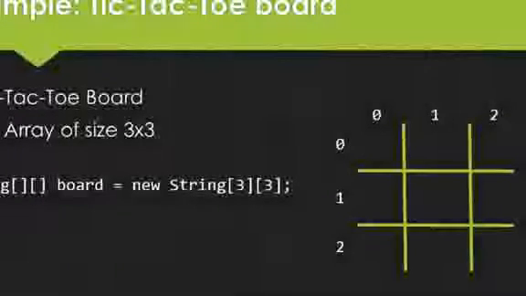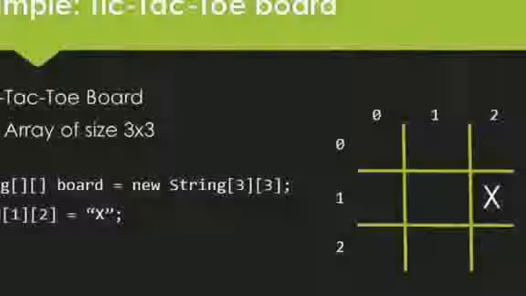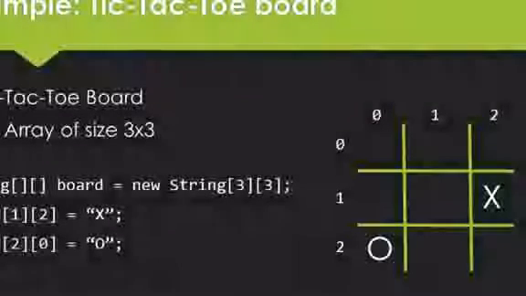For example, I'm placing an X at position 1, 2, row 1, column 2. Or maybe I'm placing an O at position 2, 0, row 2, column 0. So you can see how a two-dimensional array makes it very easy to represent real-world structures such as boards and maps.